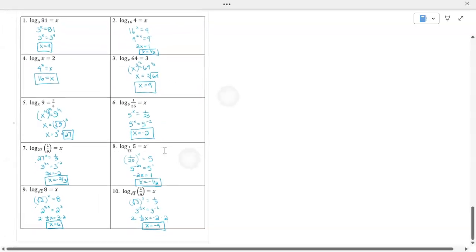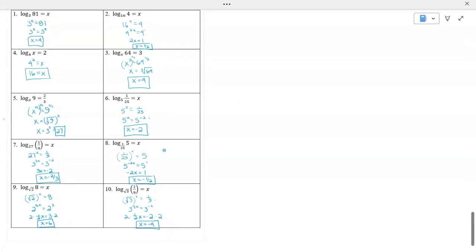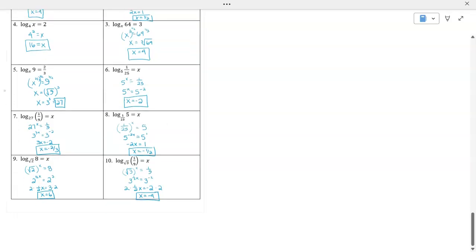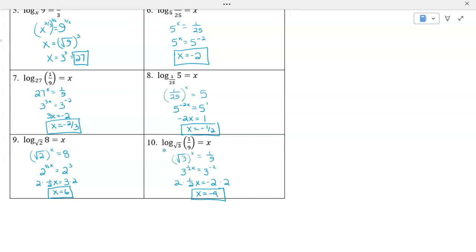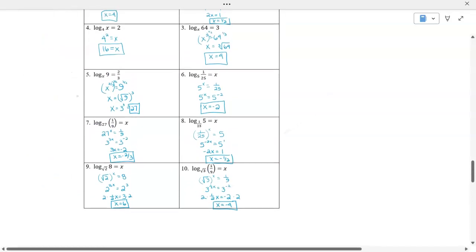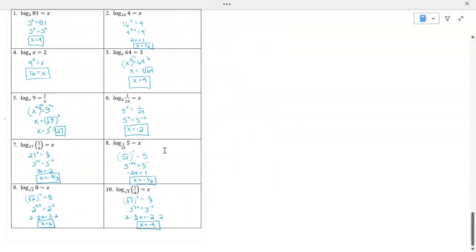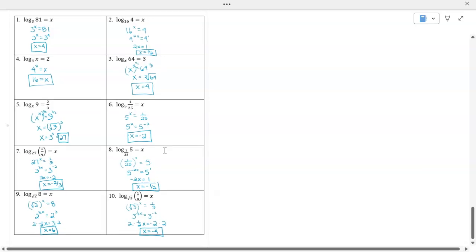I hope that you were able to go through them. Again, remember when you have, like here we had 5 to the negative 2x equals 5 to the first power. Remember, if you just have a 5, it's always raised to the first power. And then I wanted to also point out when we have the square root of 2, remember that's the same thing as 2 to the 1/2 power. So you can check your work and check your answers against what I have right here to help you as you go forward.